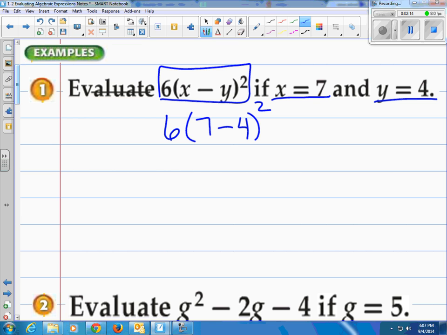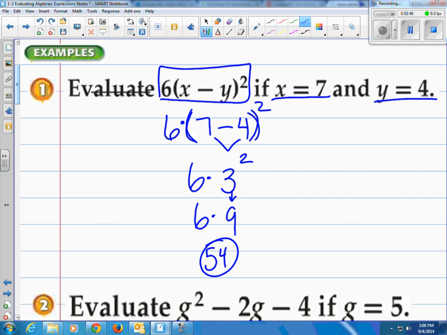Step 1, using our order of operations, we're going to do 7 minus 4, which is 3. We have the square on the outside of the parentheses. And now we know that when we have parentheses and there's a number outside those parentheses, that means multiplication. So that's why I wrote down 6 times 3 to the second power. Let's do 3 to the second power. That's 9. And then let's take our 9 times 6, and that's 54. There's our answer.